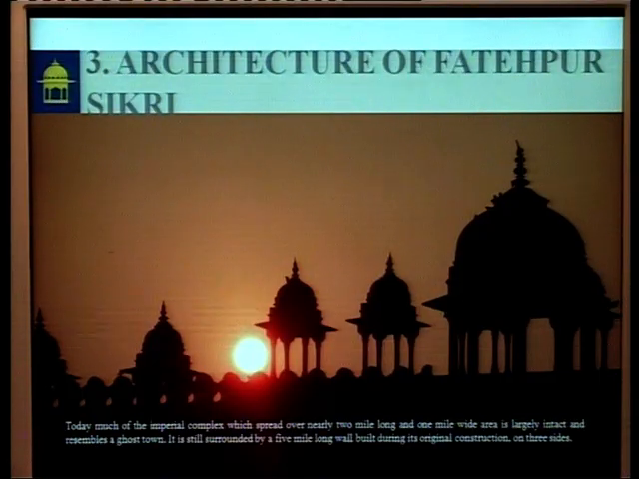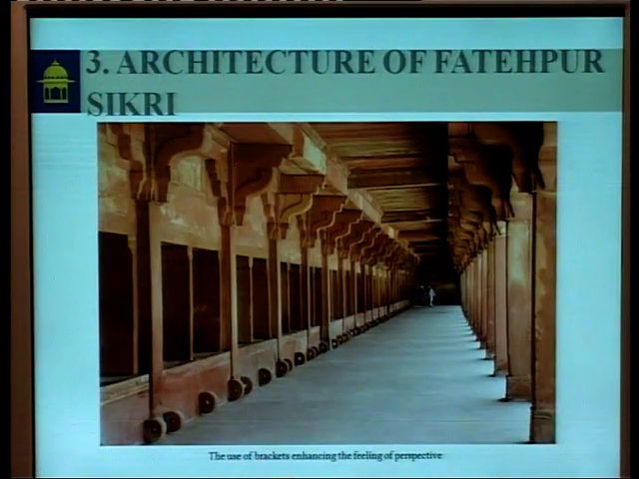So today much of the imperial complex, which spreads over nearly 2 miles and 1 mile wide, is largely intact and resembles a ghost town. It is still surrounded by a 5-mile long wall built during the original construction on 3 sides. The reason is that the town was not used much because there was a paucity of water, as I told you earlier. These are some of the visuals of the corridors of the buildings.